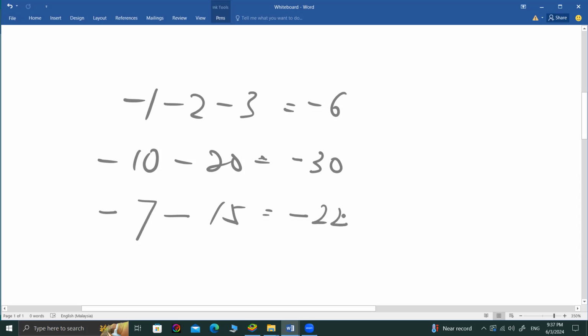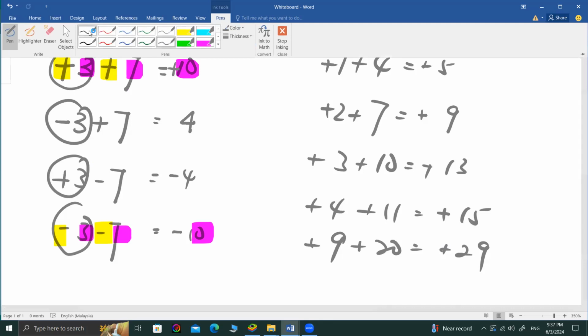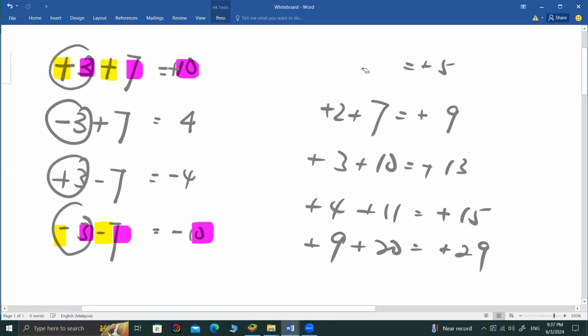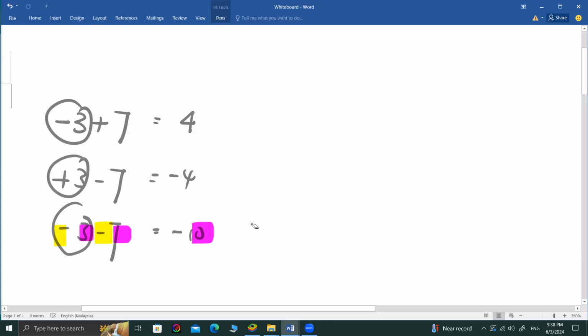Got it? Okay, now when the sign is the same, you add the numbers up. Follow the sign. Got it? Okay, these two are easier. Now, this one is a bit confusing already. This one okay already?